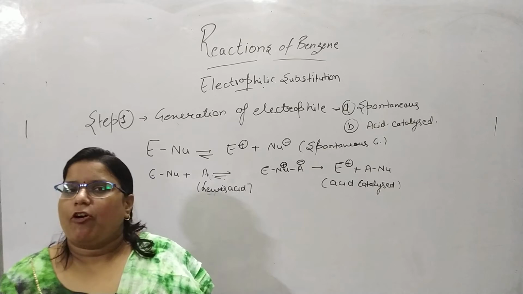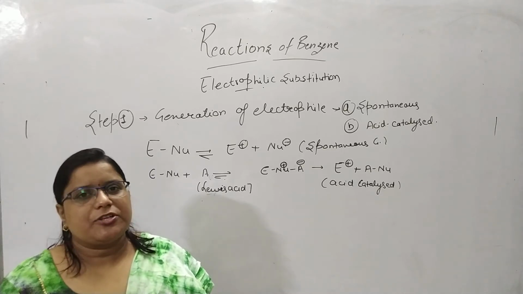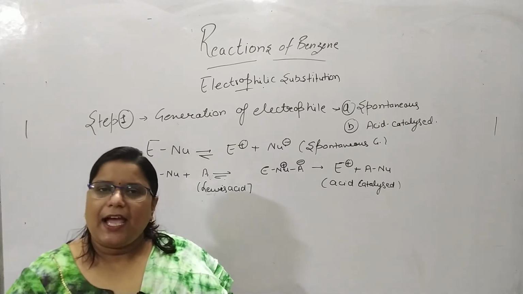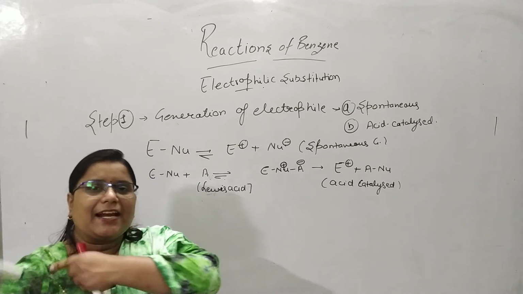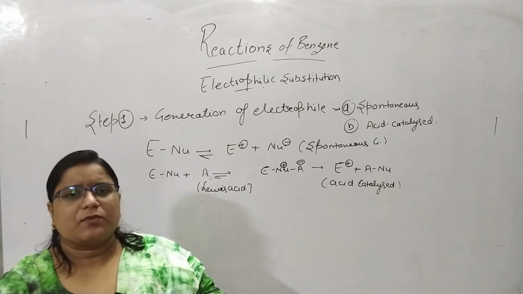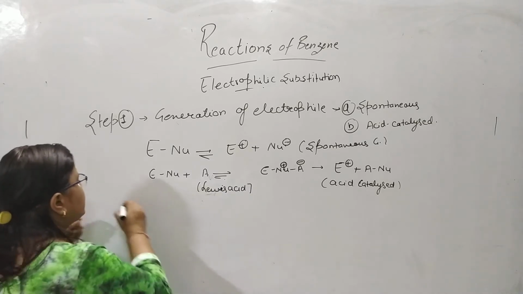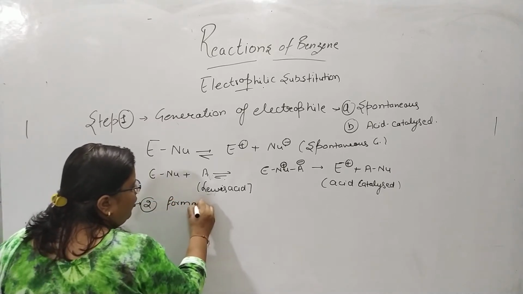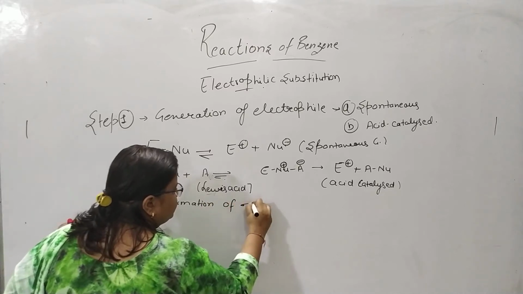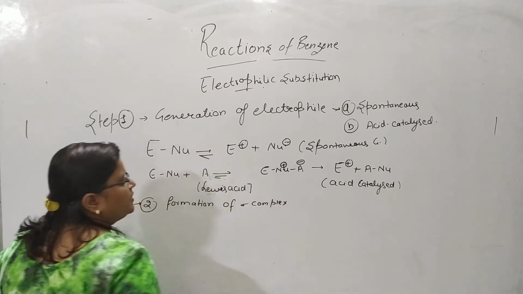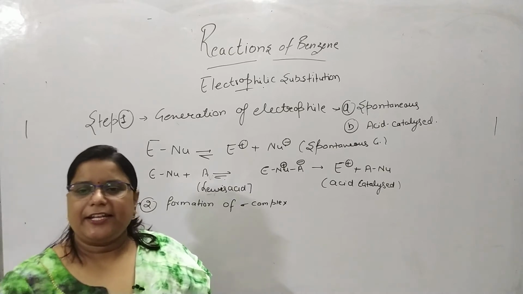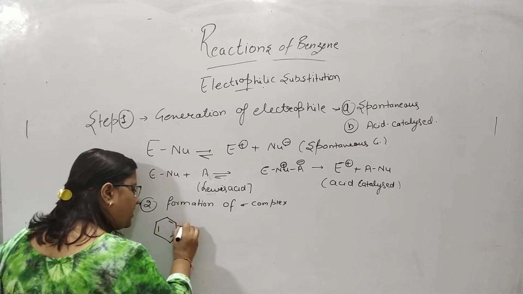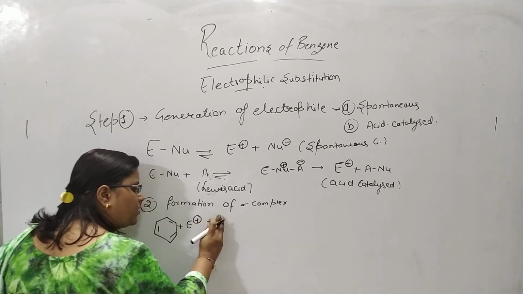In the second step, the formation of the sigma complex. Why is the sigma complex formed? The electrophile attacks the benzene ring, attaches to it and forms a sigma complex. Why it's named so, we will discuss. Here, in step 2, the benzene ring and the electrophile are attached: this is the benzene ring and the electrophile has attacked on it.